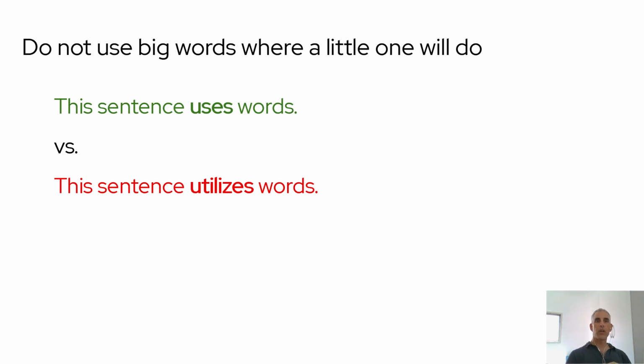Don't use big words where a little one will do. This is a real pet peeve of mine. This sentence uses words, the first sentence, as opposed to this sentence utilizes words. This is a difference between technical writing and academic writing, whereas in academic writing we want to sound smart and erudite. In technical writing we want to communicate whatever it is that we want to communicate in as few words and as simply and clearly as possible.